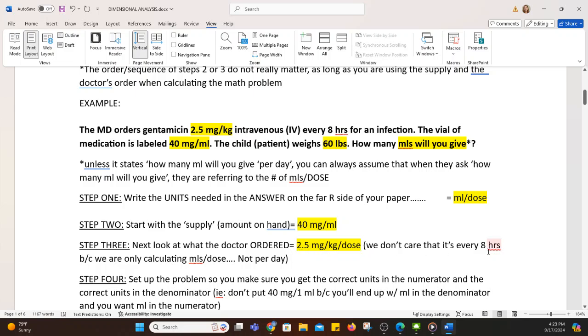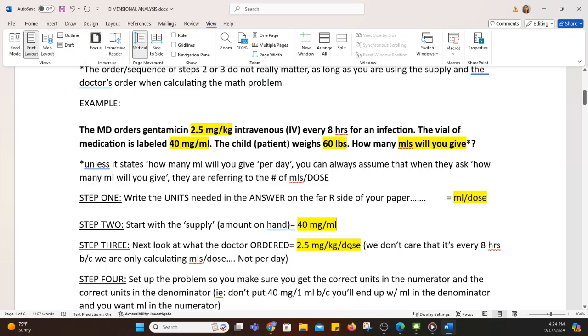And then I wrote, we don't care that it's every 8 hours because we are only calculating mils per dose, not mils per day. If it was mils per day, we'd care. So we're going to write 2.5 milligrams per kilogram per dose. Both of these things are in the denominator. You'll see that further on.